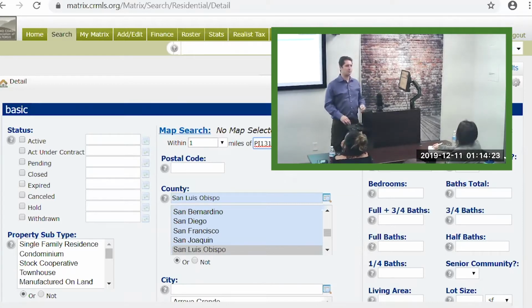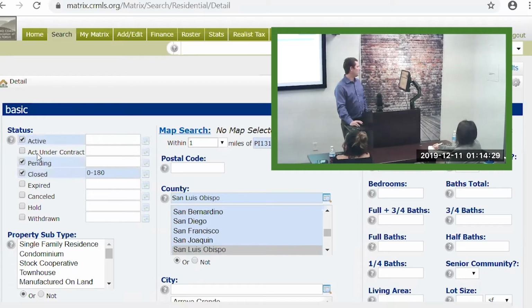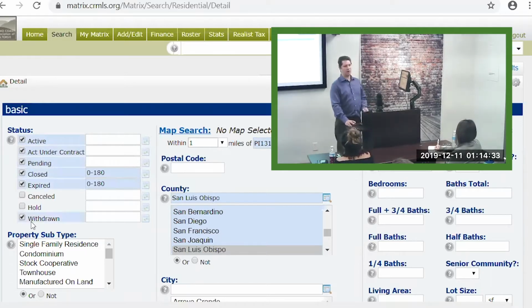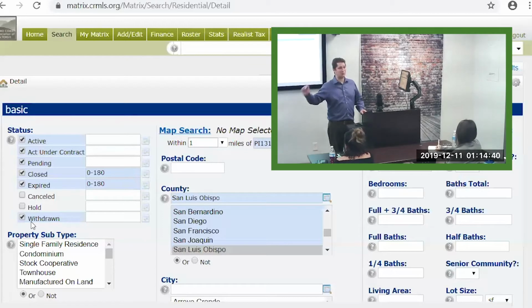Do you always use the 1 mile when you do yours, or do you shorten that and tighten it up? No. So this is what I'm looking for down here. I want active, pending, closed, active under contract, and expired, and withdrawn. Why? Because if I come up short on my comps, I'm going to use that as, hey, this person tried to sell and they couldn't even sell. So what makes you any better than this person? So depending on what type of comps you end up getting, but I want to see the whole picture.